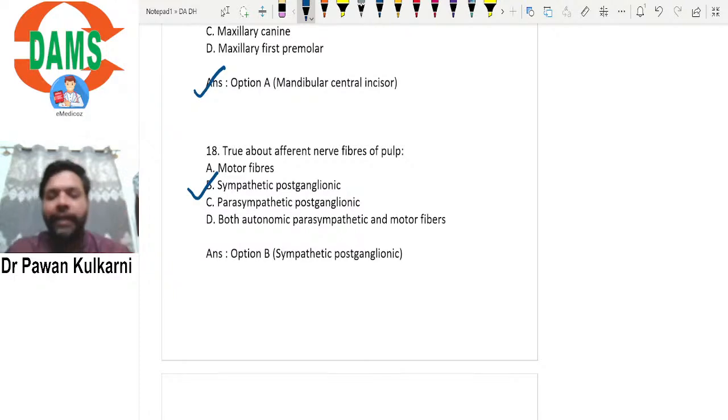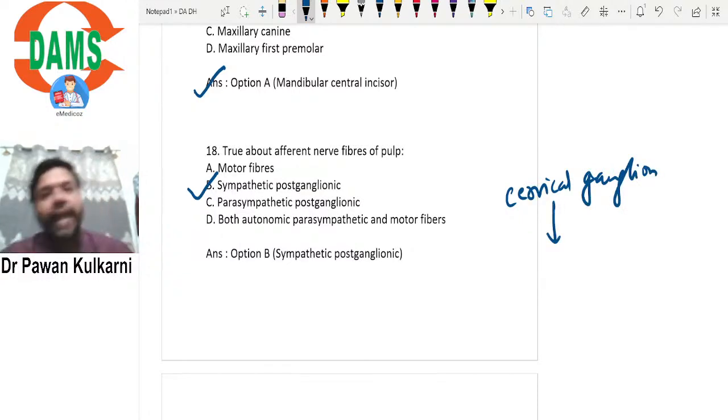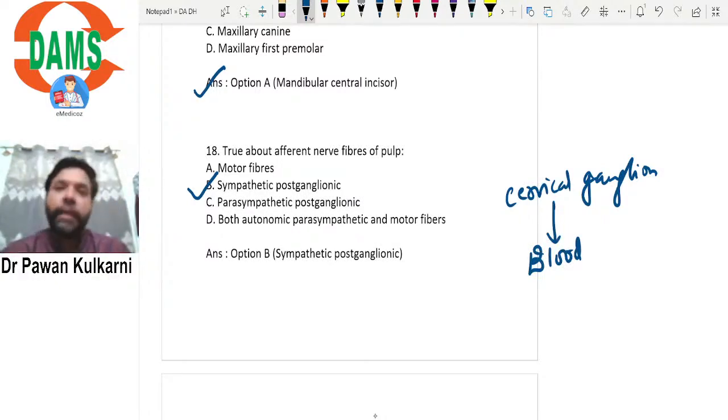So pulp will receive nerves from sympathetic from cervical ganglion. So that cervical ganglion sympathetic fibers are called as postganglionic sympathetic fibers. Those postganglionic fibers are going to supply blood supply to the pulp. So the blood supply mainly to the pulp is through postganglionic sympathetic fibers.